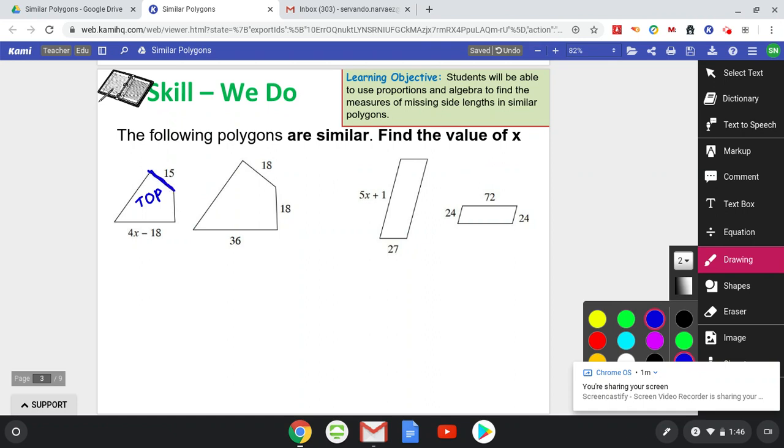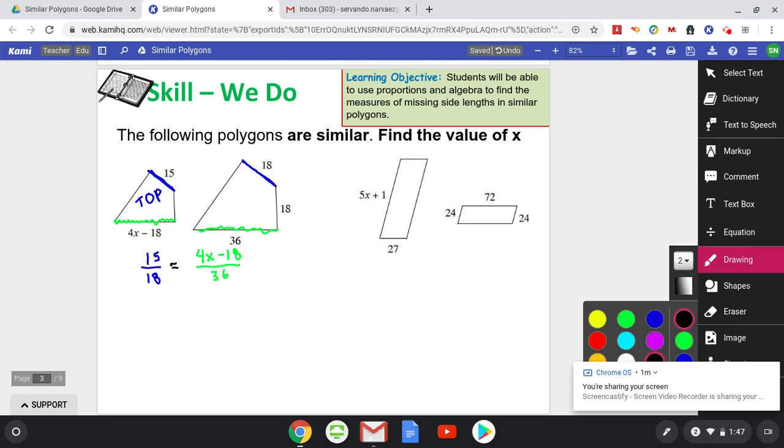As you can see, this 15 is the side that is slanted down, and that one corresponds to this side on the bigger polygon. That's going to be our first ratio, 15 over 18. 15 over 18, that would be equal to which other sides correspond to each other. As you can see, this side corresponds to that side. However, we cannot use that side because we do not know what the number is. Therefore, we have to use 4x minus 18. That's the base of that polygon, and the base of the bigger polygon would be 36. So there's our first ratio.